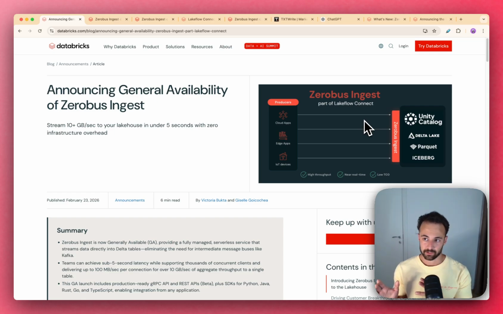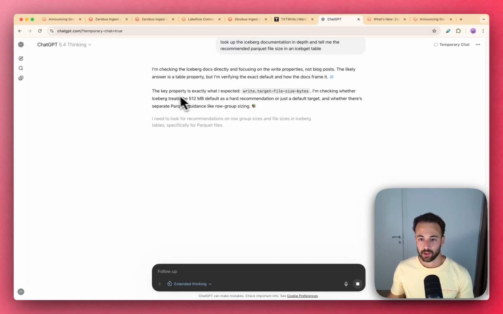Something needs to compact it, and you better batch it. So you better batch as much data as you can before you do the table write, because the table formats themselves are just not optimized for such low granularity writes. It's more of a batch thing. So here's what it found.